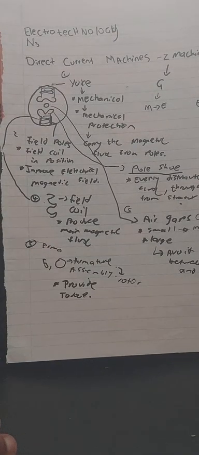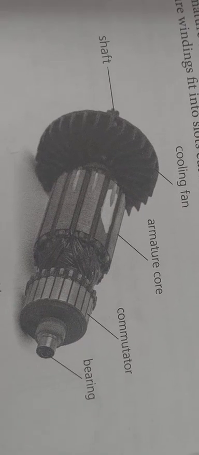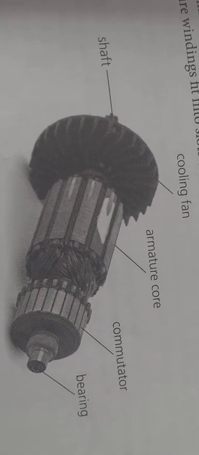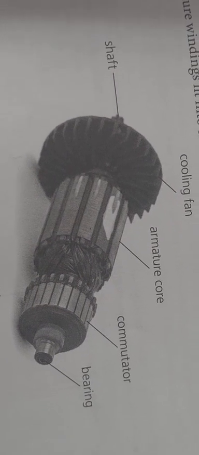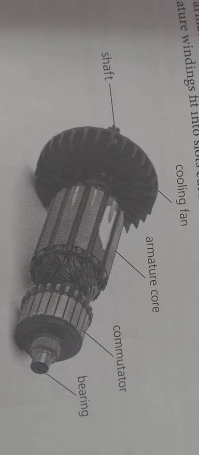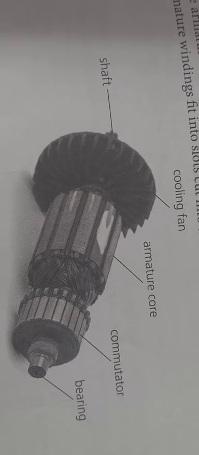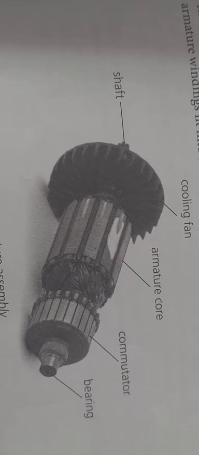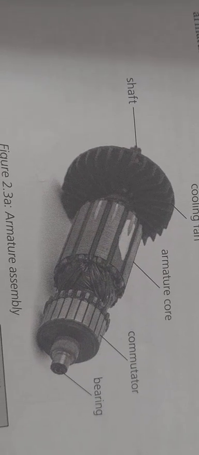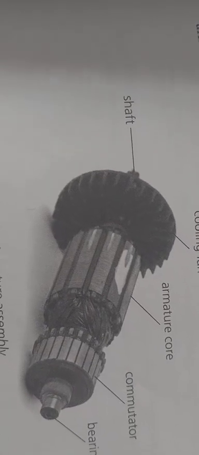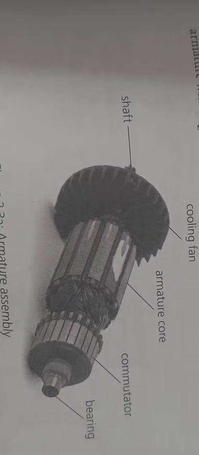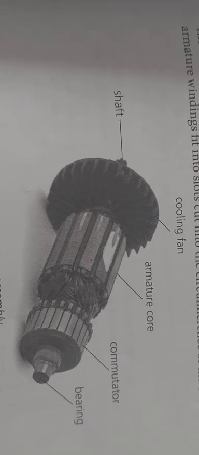The armature assembly is a part, guys. I will show you something. This is the armature assembly. It includes the armature core, commutator, bearing, cooling fan, and a shaft. That dot represents this armature assembly. We call it an assembly because it is assembled. It means that it is one object that includes many parts. You see, we have shaft, cooling fan, armature core, commutator, and bearings.